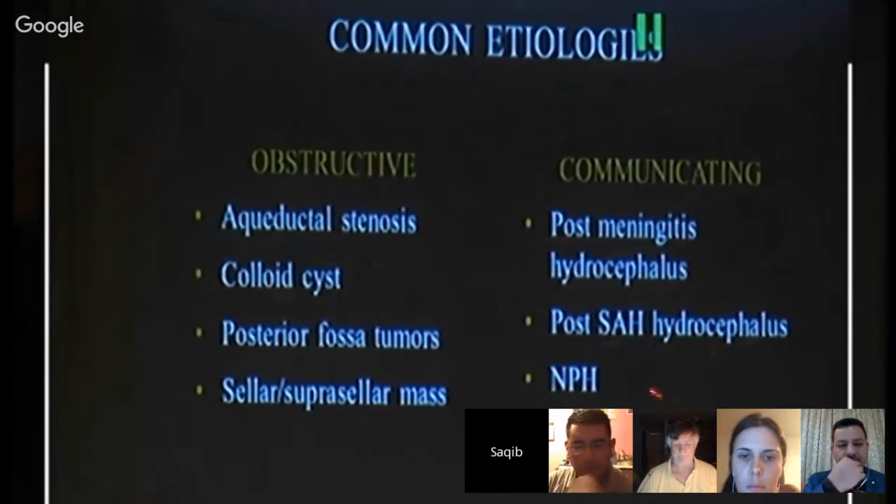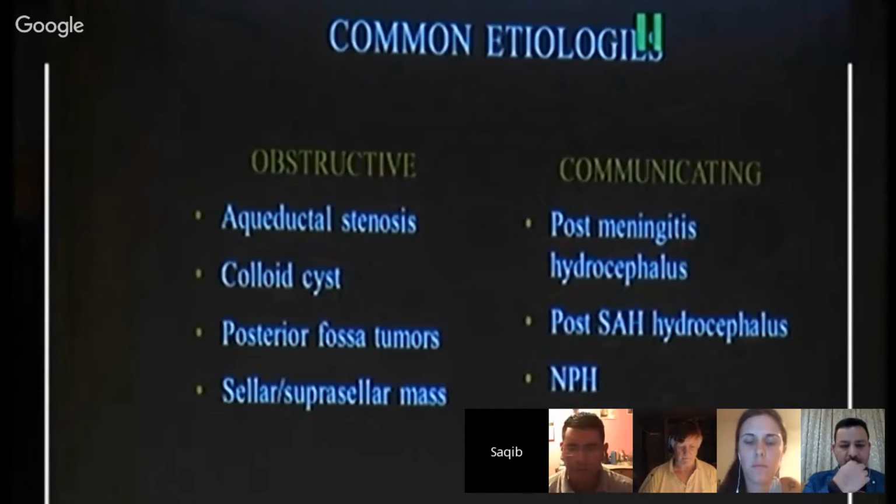There are a couple of other varieties which are included in this definition of hydrocephalus, but not all of them are actually hydrocephalus. Ex vacuo is something that is a neurodegenerative thing, but NPH is included in hydrocephalus, although the treatment is different from the rest of the hydrocephalus.